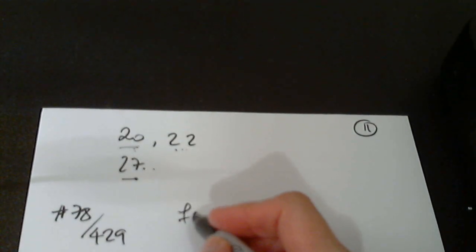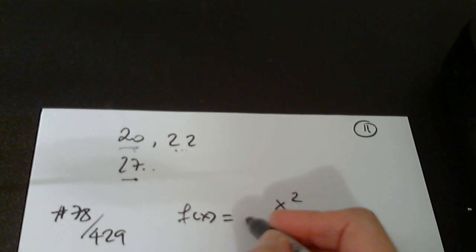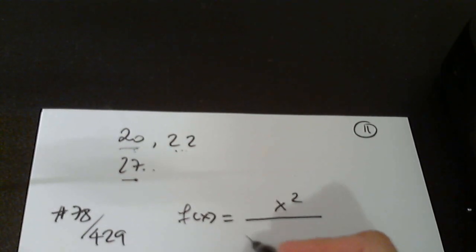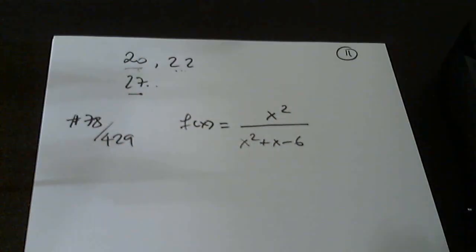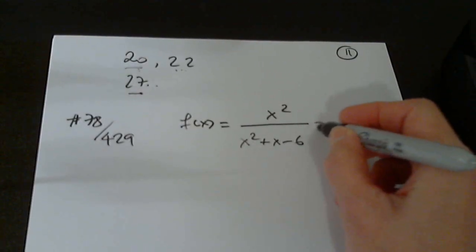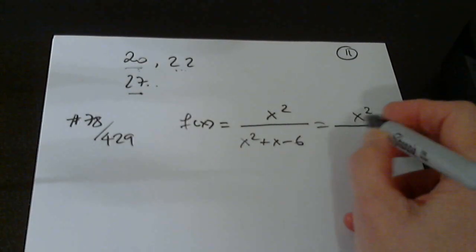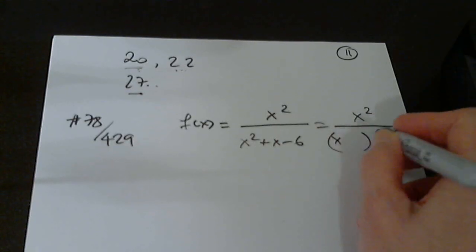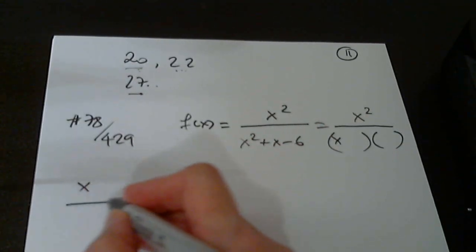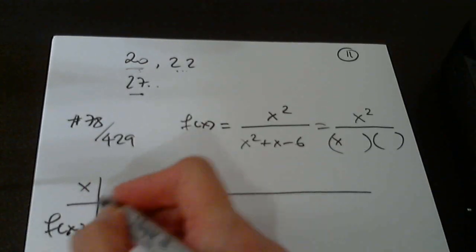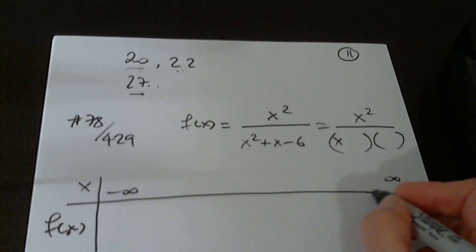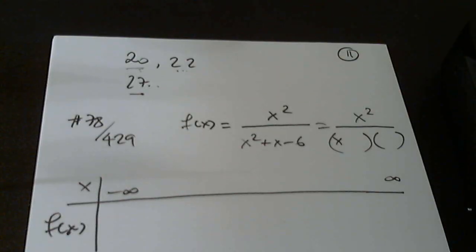78. So f of x equals x squared divided by x squared plus x minus 6. Perfect pick. Let's do that. Good. Of course, we have to factor the denominator immediately, for many, many reasons. And one of them is the domain. What would be the domain after we factor?